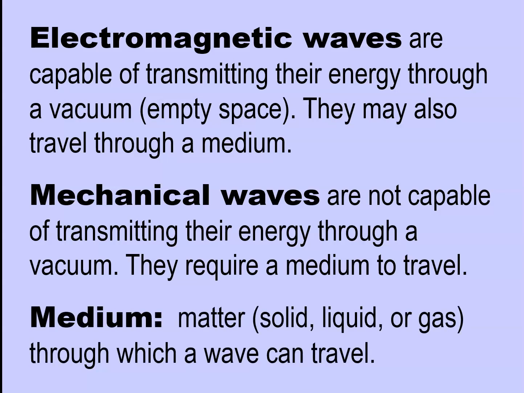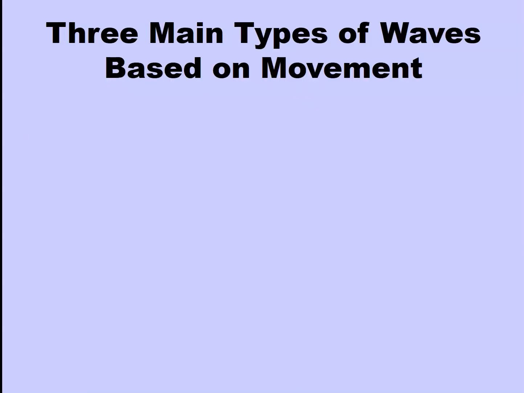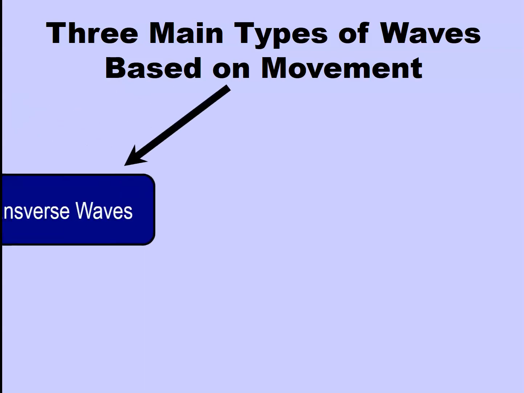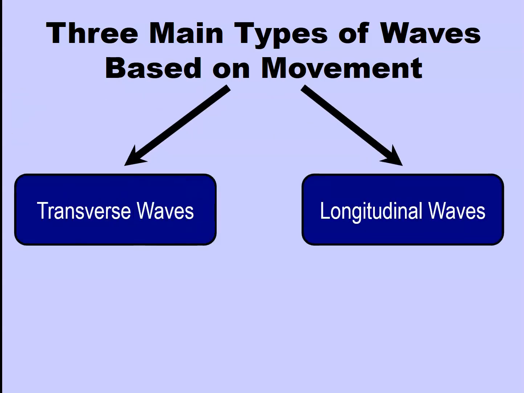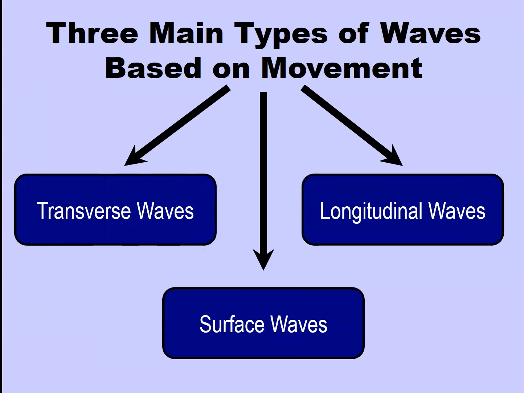A medium is just what we call the matter through which a wave can travel. This matter can be solid, liquid, or gas. Waves can also be classified based on their movement. There are three: transverse, longitudinal, and surface waves.